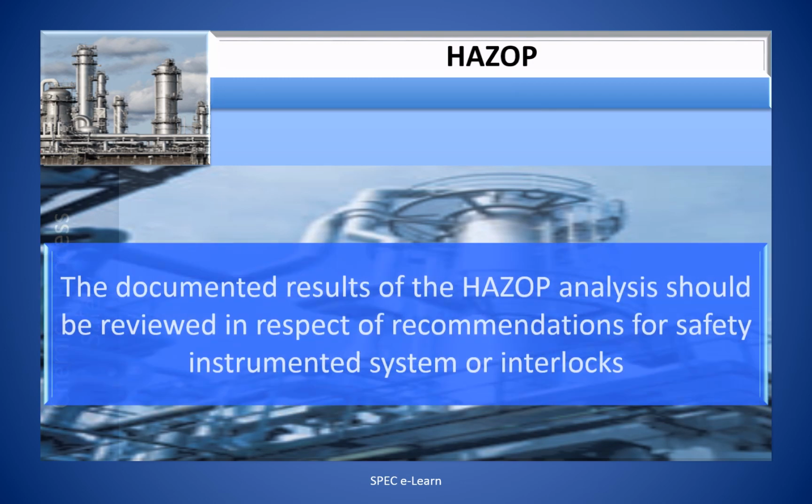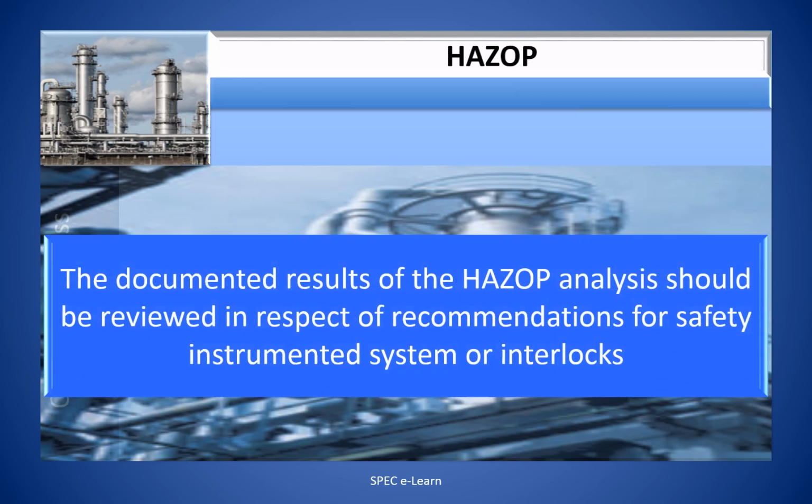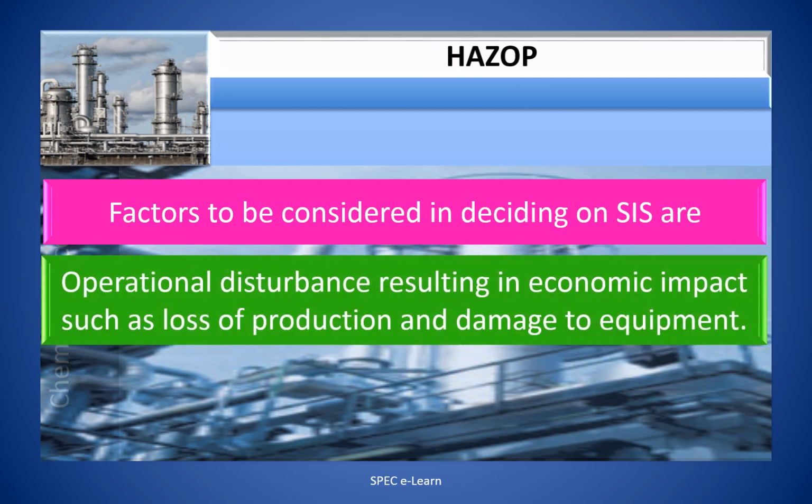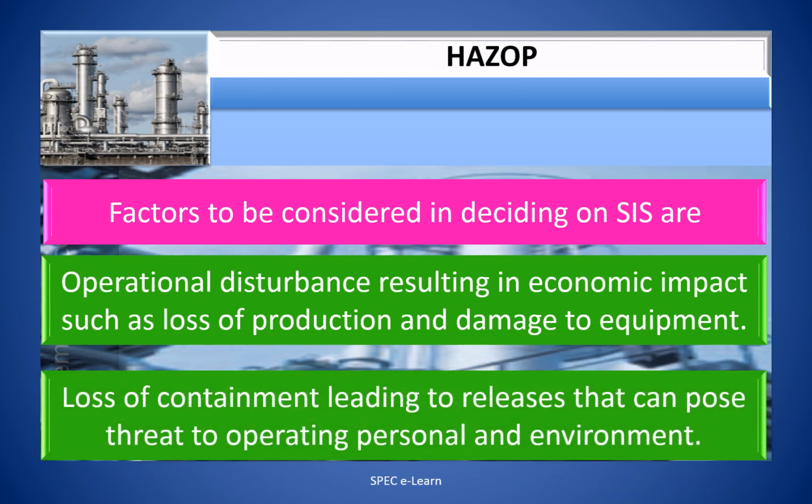The documented results of the HAZOP analysis should be reviewed in respect of recommendations for safety instrument system or interlocks. Factors to be considered in deciding on the SIS are operational disturbances resulting in economic impact such as loss of production and damaged equipment, loss of containment leading to releases that can pose threat to operating personnel and environment.